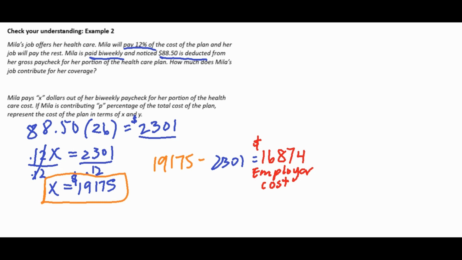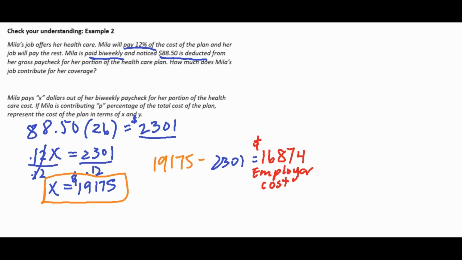All right, lastly, we're going to do this algebraically. So Mila gets X dollars out of her paycheck weekly or bi-weekly, and then her portion for her portion of the healthcare costs. So if Mila is contributing P% of the total cost, represent this in terms of X and Y.